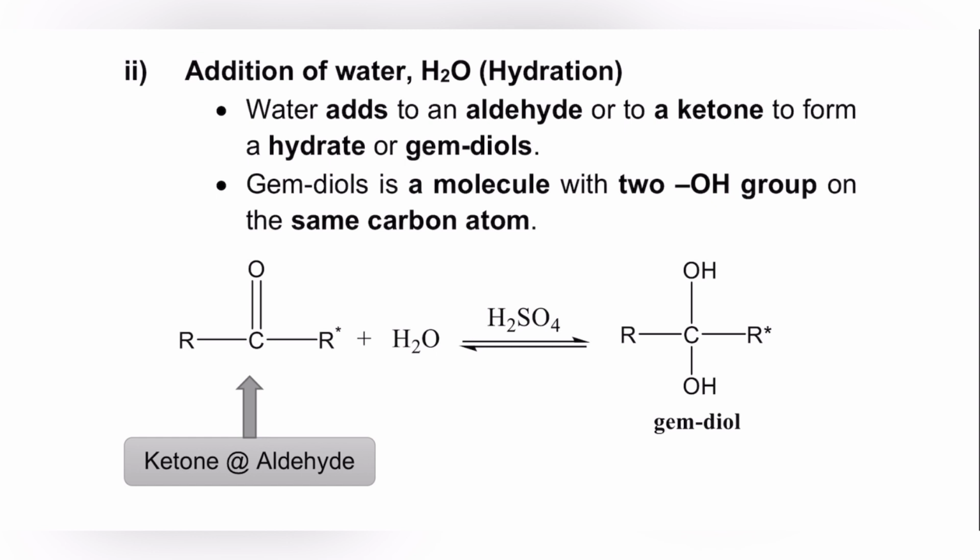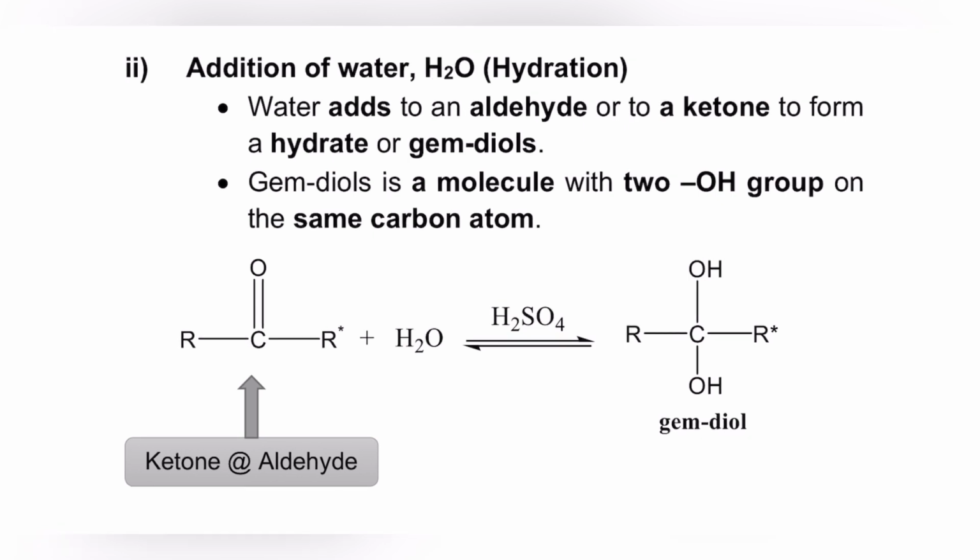Next one, we have addition of water. This is where you add H2O in acidic condition to form a hydrate, or gem diol. What does that mean? First, you have your ketone or aldehyde plus water. The arrow should be reversible, with acid at the top of the arrow. You split the double bond here, you form OH, and then you add OH from H2O, because OH from H2O is our nucleophile. This is what we call a gem diol, because you have two hydroxyl groups on the same carbon.